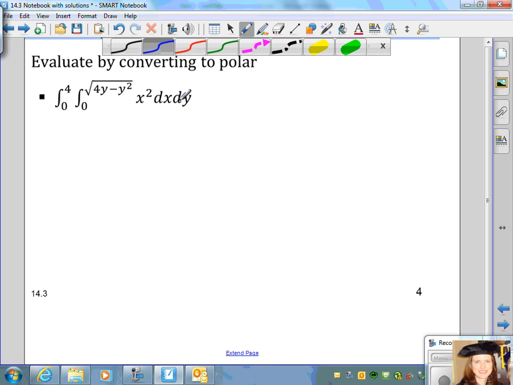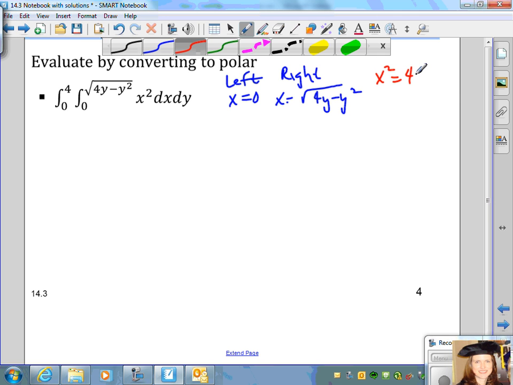When we look at the bounds for x, our left x is equal to 0, and the right side of the region, x is going to equal the square root of 4y minus y squared. Now, in order to graph this, we typically graph y in terms of x, but this is x in terms of y. So we can use algebra to simplify this by squaring both sides, and we get x squared is equal to 4y minus y squared.